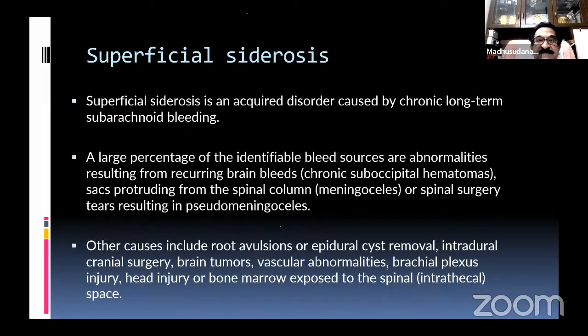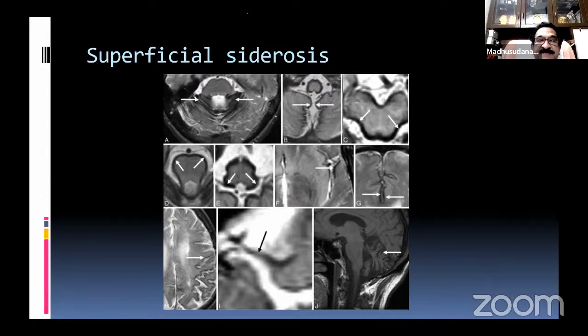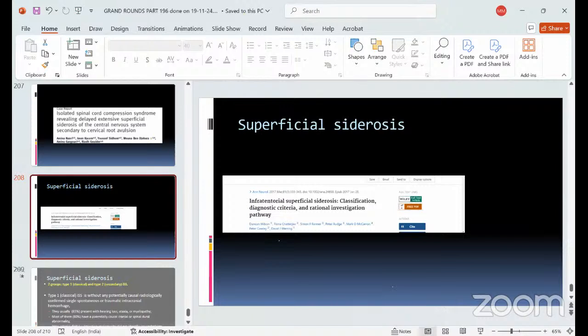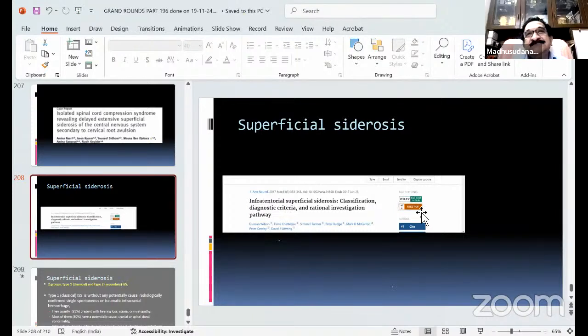Okay, I think I'll skip all these things. This is from the literature again. So isolated spinal cord compression syndrome revealing delayed extensive siderosis secondary to cervical intervention. Okay. So any questions? Treatment will be symptomatic only.